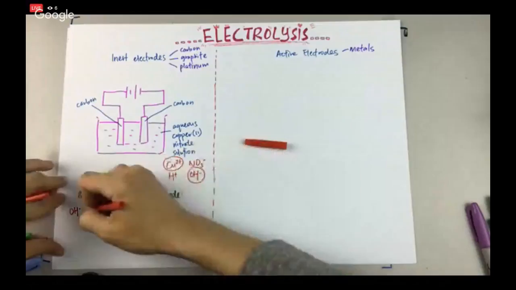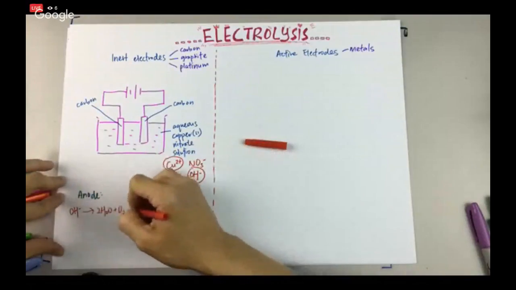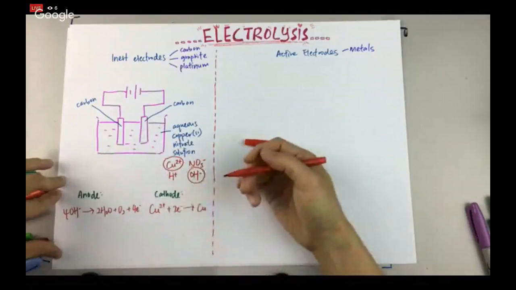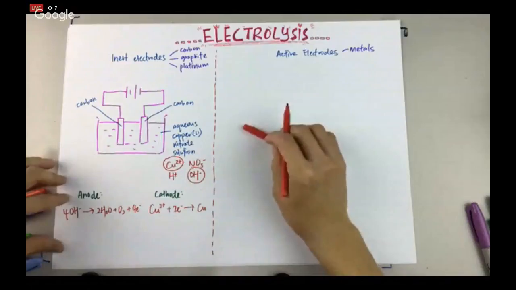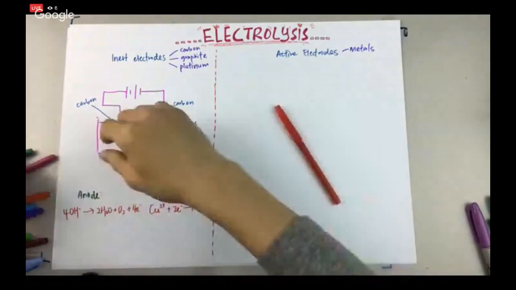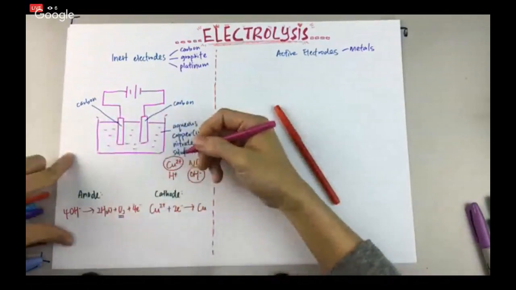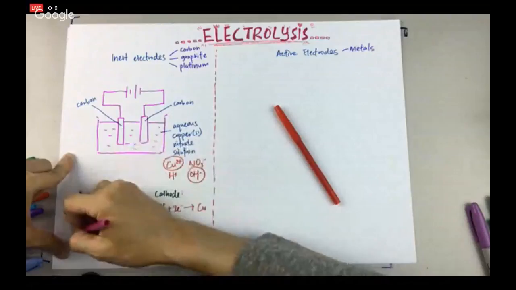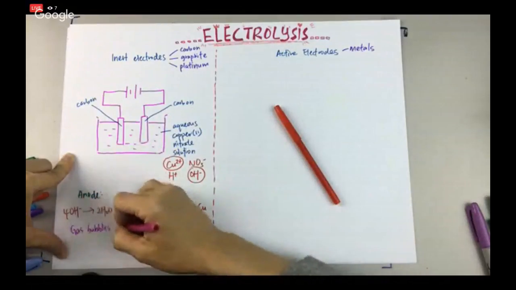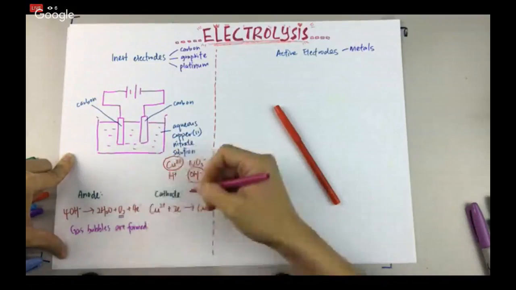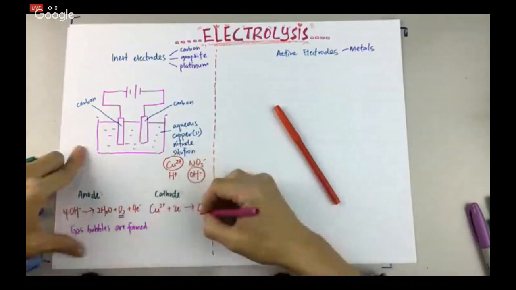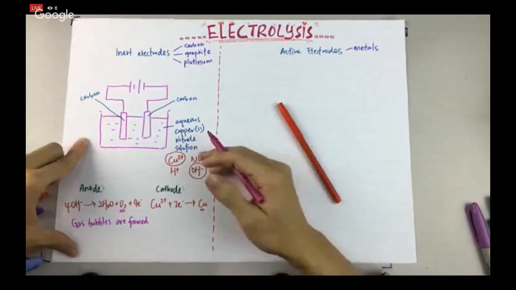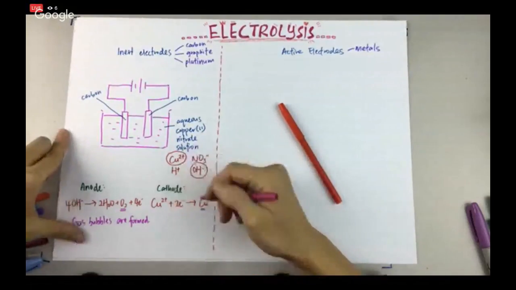So what are the observations at the anode and cathode? At the anode, it produces oxygen gas. Remember, whenever gas is produced, the observation is always the same: gas bubbles are formed. That is the observation at the anode. At the cathode, copper forms copper atoms, which is solid copper. So for the observation at the cathode you cannot write that copper is formed. This is incorrect. An observation means something you can see with your eyes. Copper forms a solid, therefore the observation will be a solid deposit is formed. Pretty easy, isn't it?